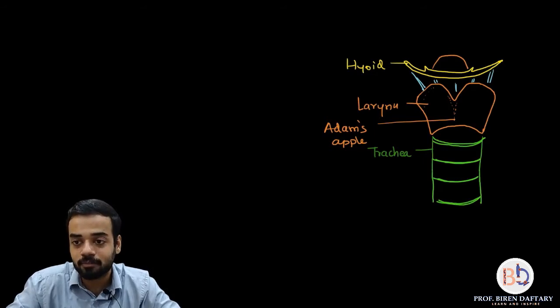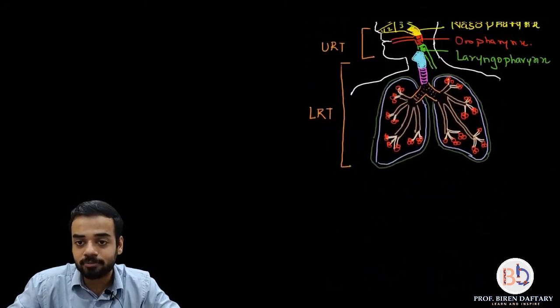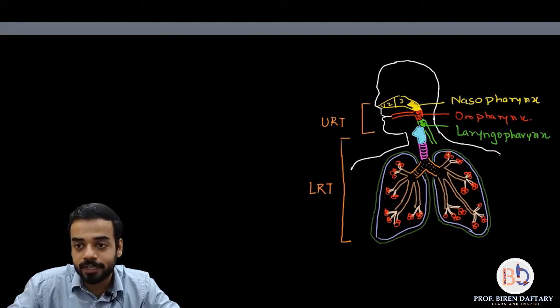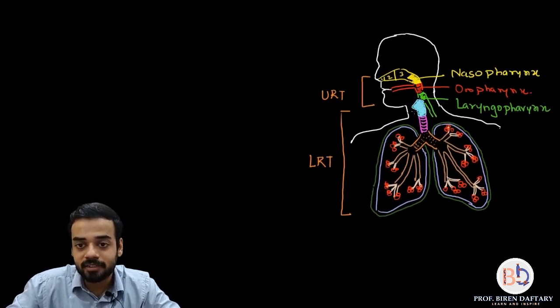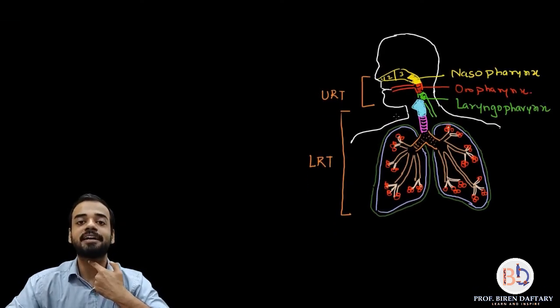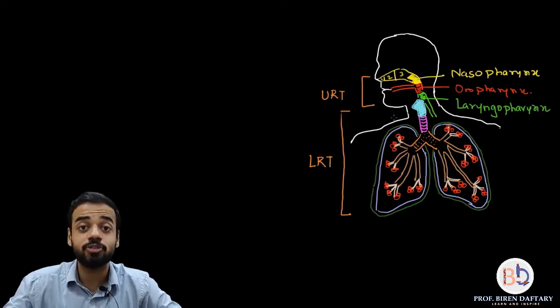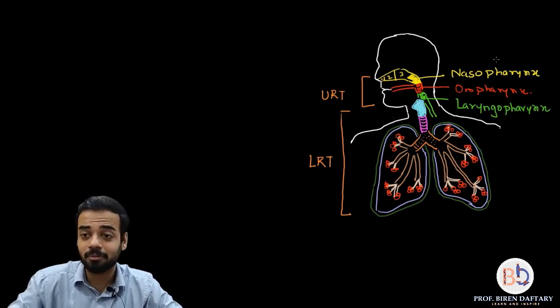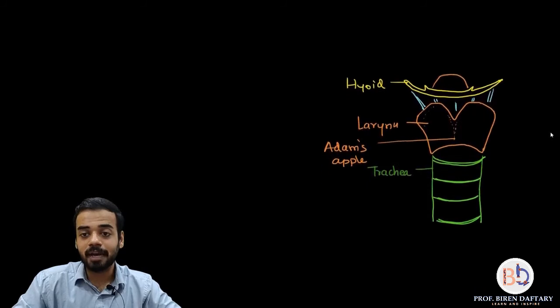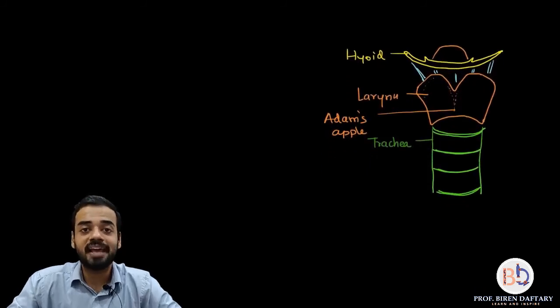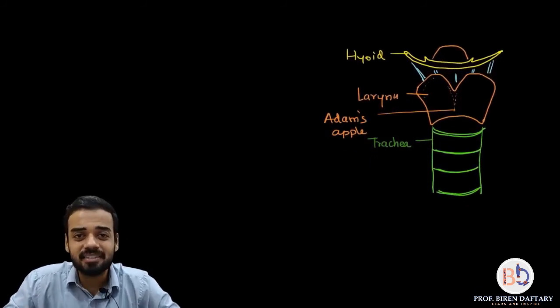If you see this diagram once again, I have shown the Adam's apple. You can see this pointed part, that is the Adam's apple, and it increases in size during puberty in males. Please remember that. Coming back to the larynx, it is basically a cartilaginous structure.